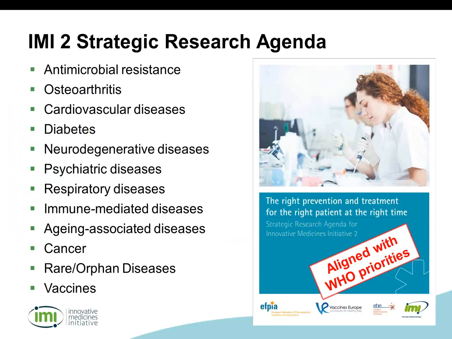In terms of what kind of topics IMI covers and will be covering, they're mostly described in our IMI strategic research agenda, and those priorities have been fully aligned with the World Health Organization priorities. So of course we have antimicrobial resistance, osteoarthritis, cardiovascular diseases, diabetes, neurodegenerative diseases, psychiatric diseases, respiratory, and so on. So all of those quite burdensome diseases where treatments are lacking or inadequate are included.